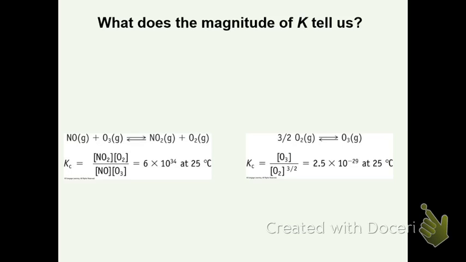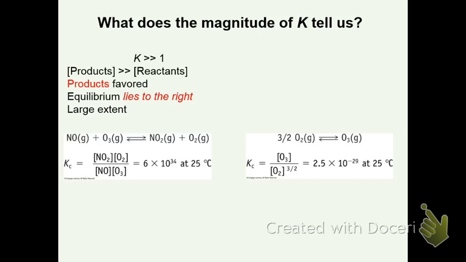And then on the opposite end, if we look at the reaction of oxygen to form ozone, we see that the equilibrium constant would be the concentration of ozone divided by the concentration of oxygen raised to the 3/2. And if this is measured at 25 degrees, we have a very small value for the equilibrium constant. Now the equilibrium constant is 2.5 times 10 to the minus 29. So what this tells us is that the concentration of ozone must be much smaller than the concentration of oxygen raised to the 3/2.